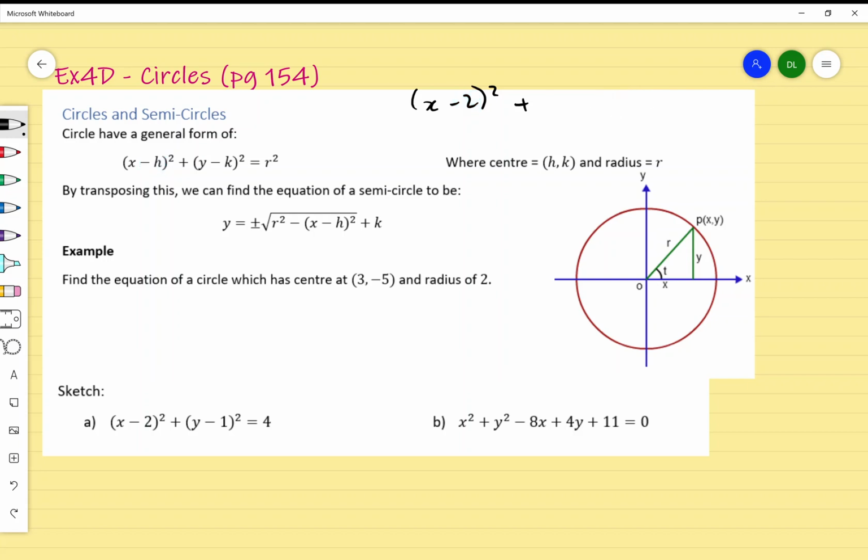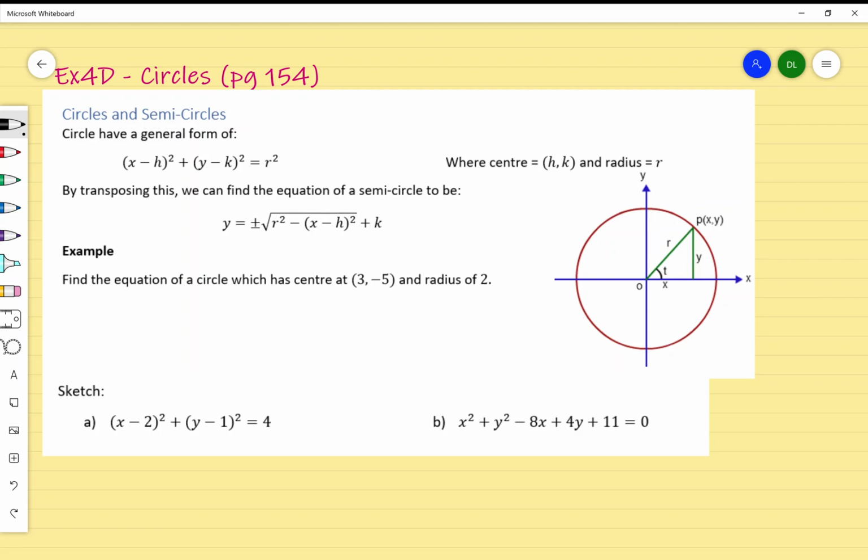Also very important to remember that the value at the very end is going to be r squared, not r itself. It's a very common mistake students make to misinterpret this as just r itself. Remember, it's r squared. And so if you're given that value, you're going to have to square root it. We'll get into that a little bit later.